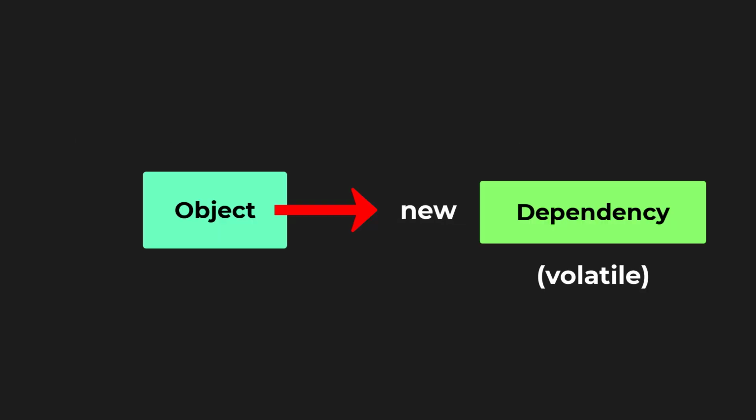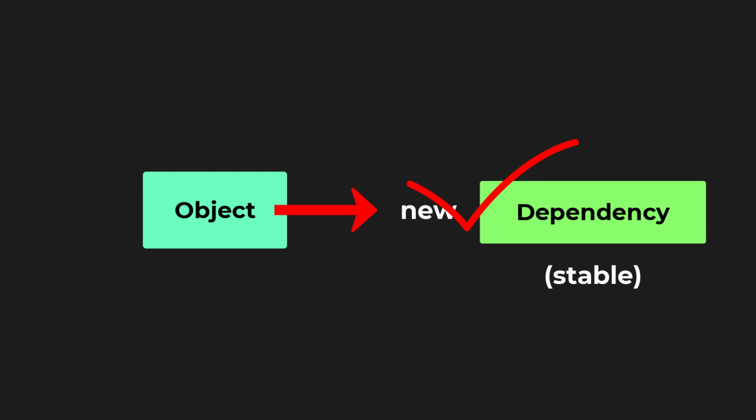Now, it's for volatile dependencies that we should avoid instantiating them directly using the new keyword and instead program to an abstraction and use dependency injection. For stable dependencies, it's okay to instantiate them directly.